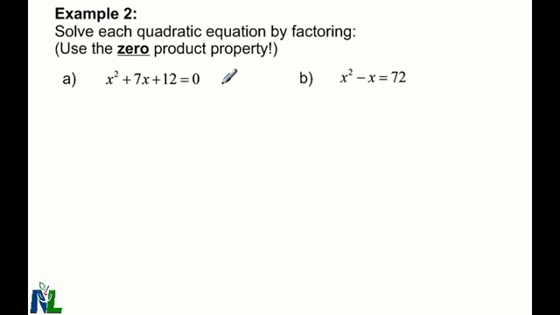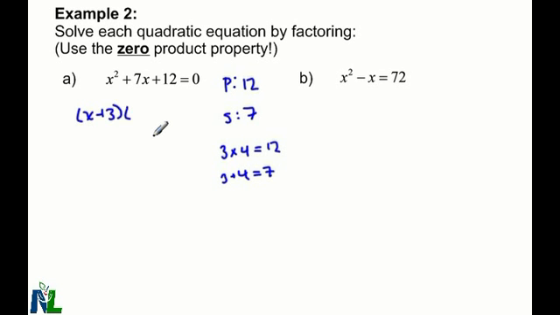Visually looking at this one, I can see this one's going to be product and sum, which means I'll be looking for two numbers that multiply to give me 12, but then add to give me 7. Going a little bit farther with that, I know that 3 times 4 is 12, and I know that 3 plus 4 is equal to 7. So factoring this, I would have x plus 3 and x plus 4 equal to 0.